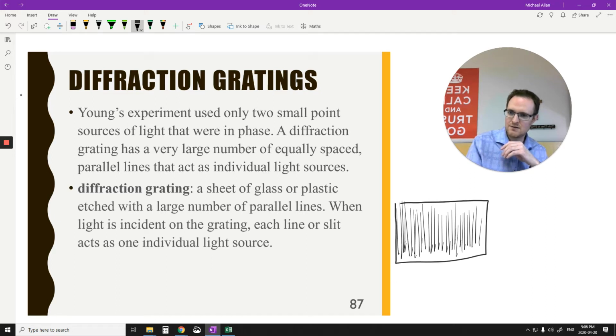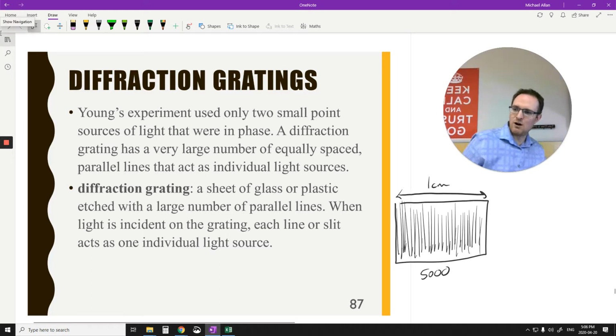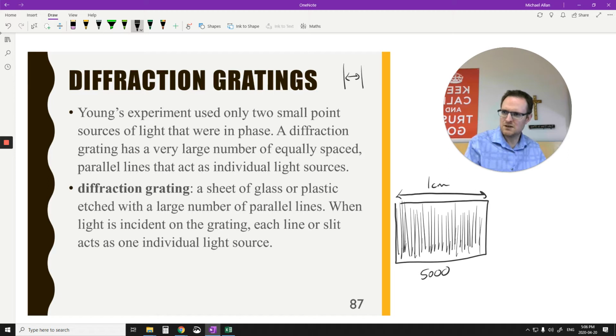And usually when they say this, they talk about the distance. Let's just say that this is 1 centimeter large. Then maybe they'll say that in 1 centimeter, we have 5,000 slits. So that's what a diffraction grating is talking about. They just talk about how many slits they have in a very specific length. When we talked about two slits, there's a line here, there's a line here, and the distance between them. Now this is like a piece of metal, and they just etch a bunch of lines out of it, so you get these really thin lines where light can pass on through.